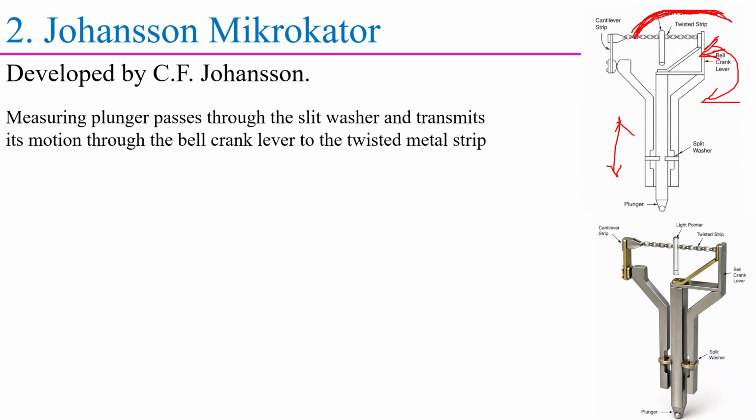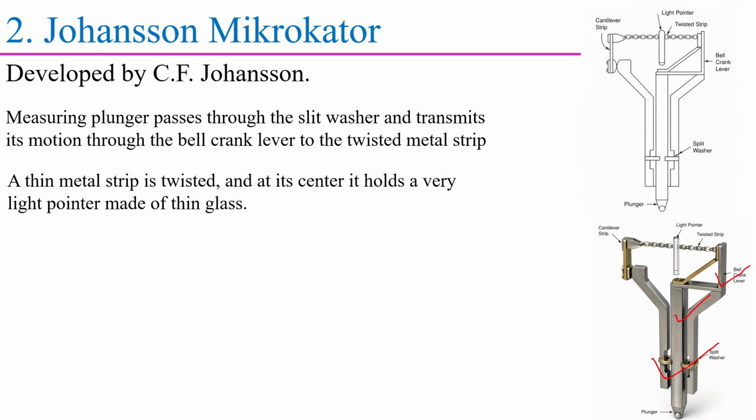So the measuring plunger passes through the slit washer. So this is the slit washer. So this is the measuring plunger and this measuring plunger transmits its motion through the bell crank lever to the twisted metal strip. A thin metal strip is twisted and at its center it holds a very light pointer which is made of thin glass.